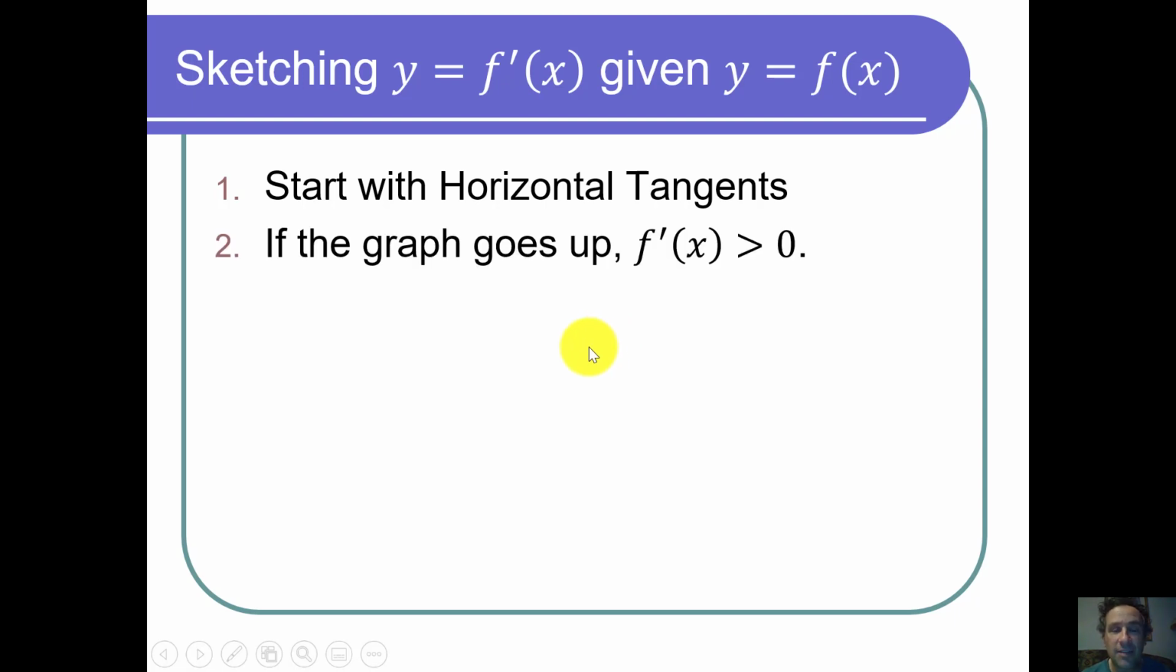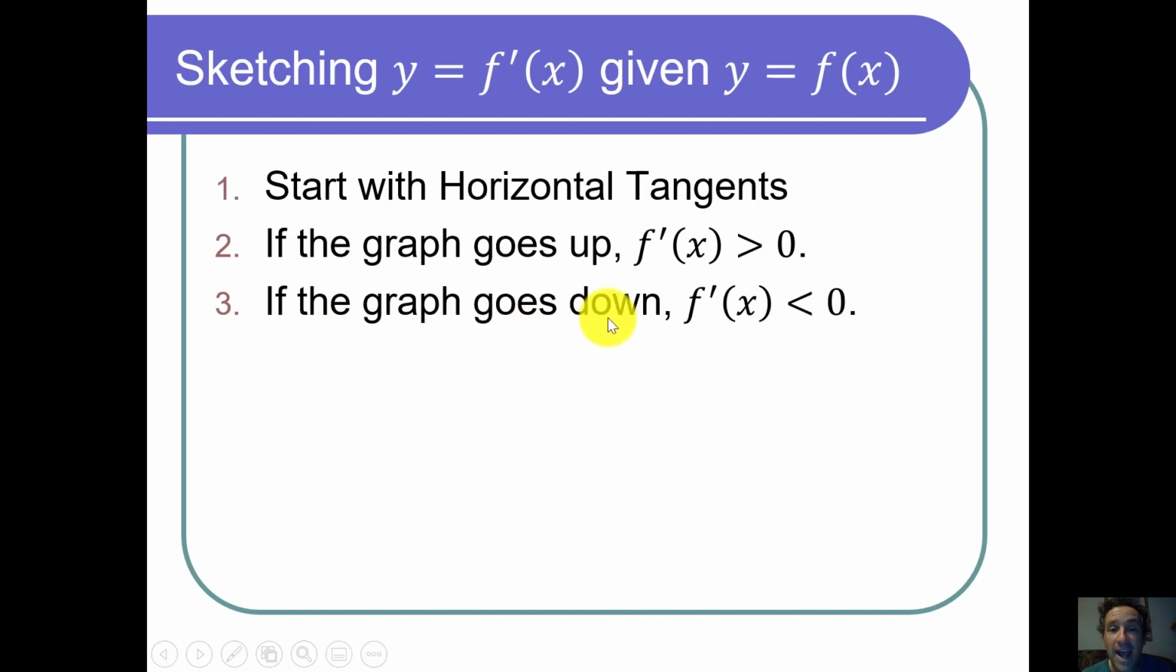Then what we're going to do is we're going to say, well, where does the graph go up? So if you're walking from left to right on a trail, for example, and that's the graph, where are you going to be hiking uphill? And that's where the derivative will be positive. So that means the graph will be above the x-axis.